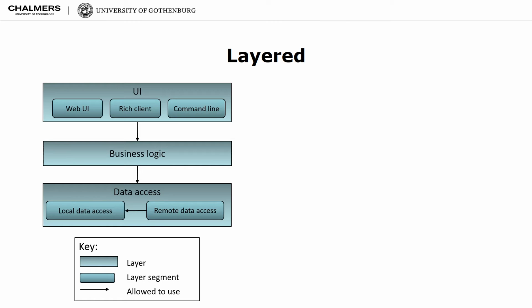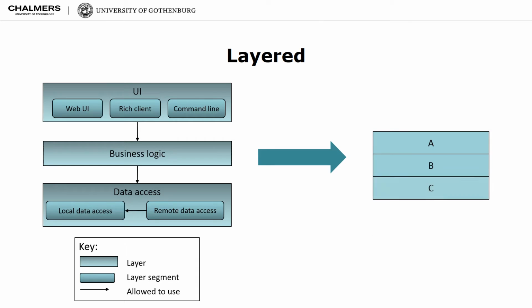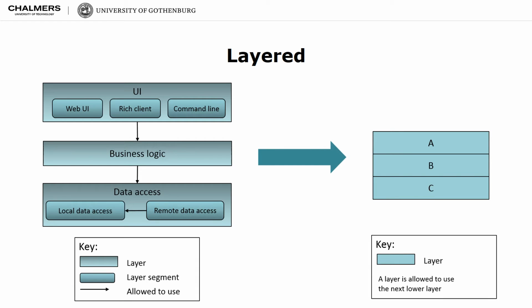To achieve this separation of concerns, the layered style divides the software into units called layers. Each layer is a grouping of modules that offers a cohesive set of services. Units within the layered architectural style are organized into horizontal layers, each layer performing a specific role within the application, for example, presentation logic or business logic.